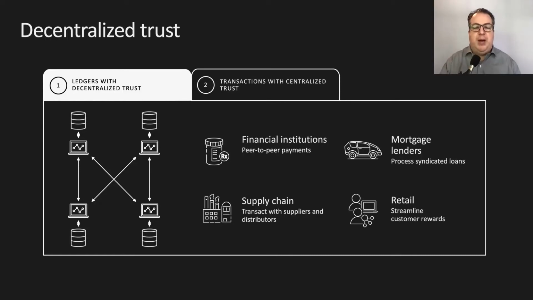To help customers operate decentralized ledger, AWS created Amazon Managed Blockchain, a managed service that helps customers set up and operate blockchain networks with Hyperledger Fabric.